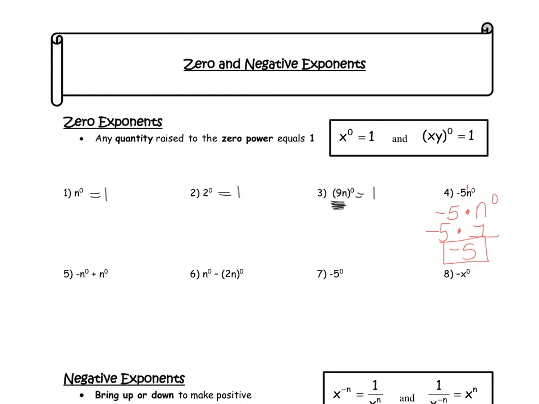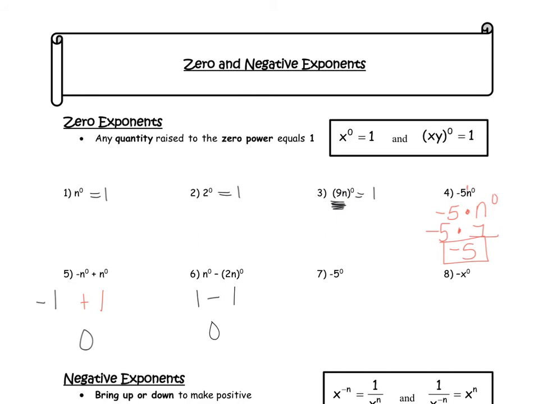Alright, same thing with number 5. I have n to the 0, which is 1, and I want to add it to negative n to the 0, or in other words, negative 1. So negative 1 plus 1 gives me 0. Number 6, n to the 0 is 1, minus 2n, this whole thing to the 0 power. That's 1 as well, so the answer is 0.